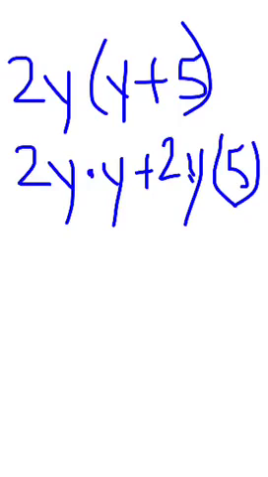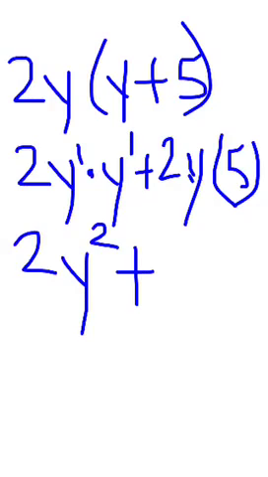Now, for the first part, since you have a product, use the product rule and add the exponents. So that part will be 2y squared plus 10y. To check your answer, you could go back and factor out the greatest common factor to see if you get the original problem. Let's look at another question.